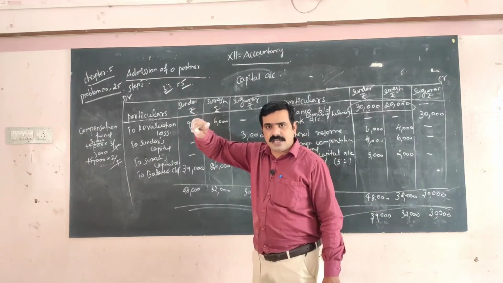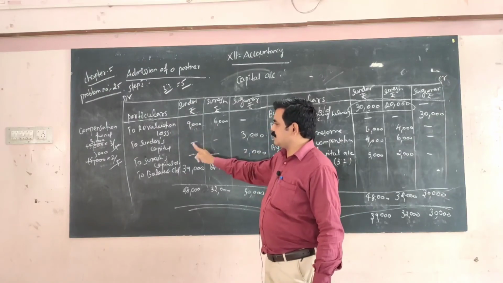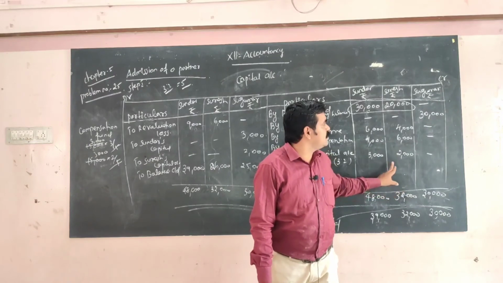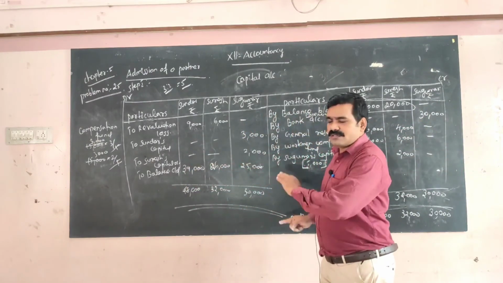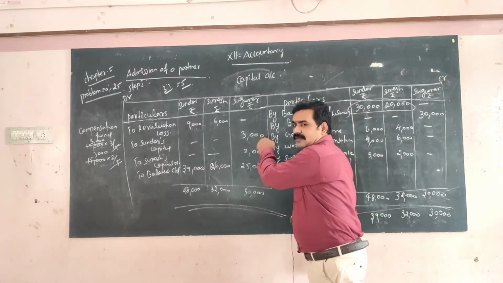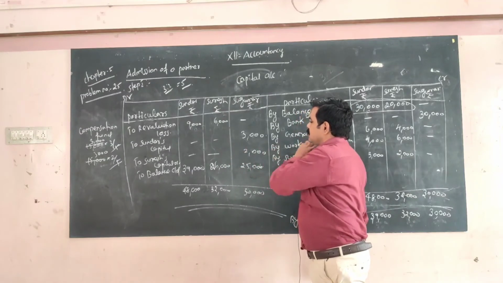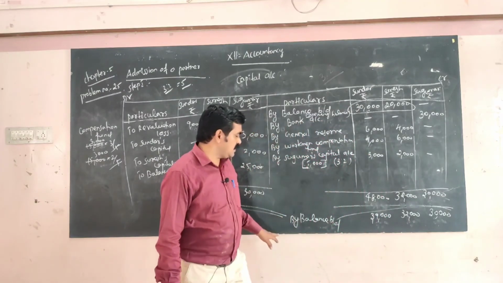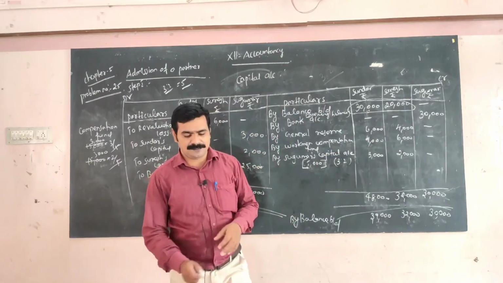Next, the revaluation loss. We already calculated the revaluation loss, so that amount is transferred to the capital accounts, revaluation 9,600. Both partners' shares are transferred to their capital accounts: Suresh's capital 2,000, Sundar's capital 3,000. So this is the balance amount, the finalized amount. This is the opening balance of the partnership firm's capital account.